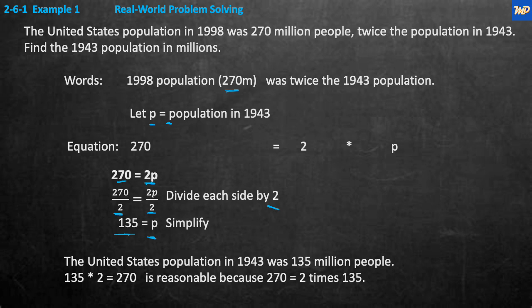That's half of 270. And so the answer to this question is the United States population in 1943 was 135 million people. And 135 times 2 is equal to 270, so this is reasonable, because 270 is equal to 2 times 135. So we're proving our solution.